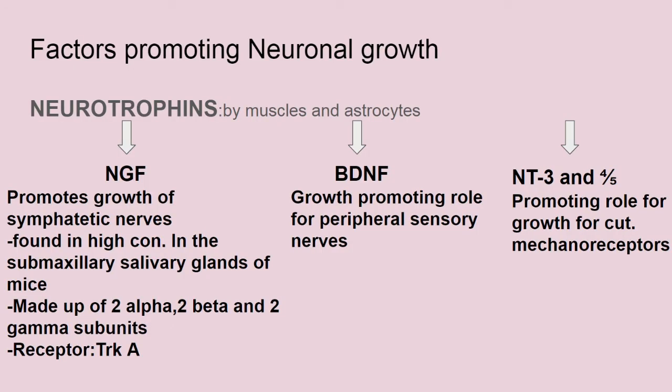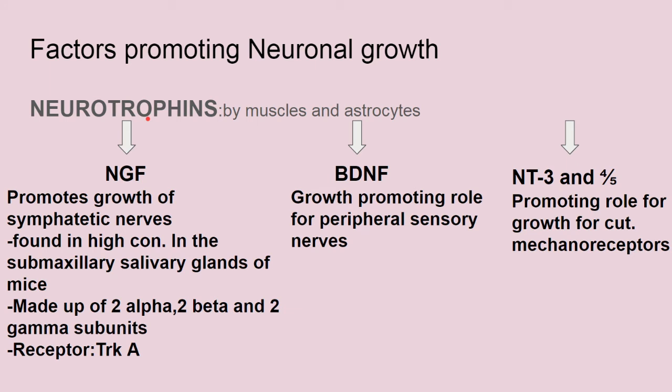Now next are the factors that promote neuronal growth. Various factors affecting neuronal development, growth and survival have been isolated and studied. These are mainly two: neurotrophins and other factors that affect neuronal growth. First of all, the neurotrophins. These are proteins which provide trophic support to the neurons. What is trophic support? That means they promote the nerve growth and the survival of that particular nerve. They also have a role in neuronal plasticity.